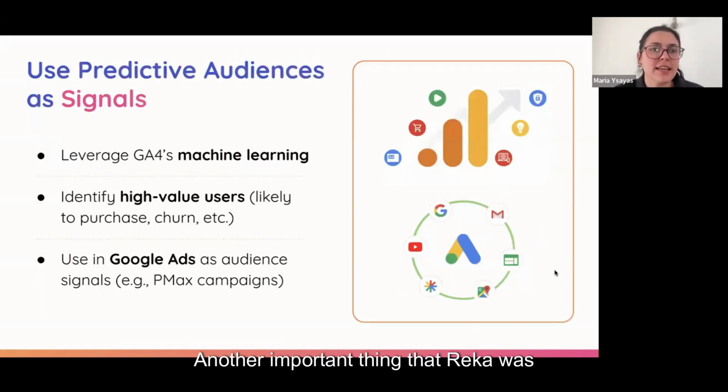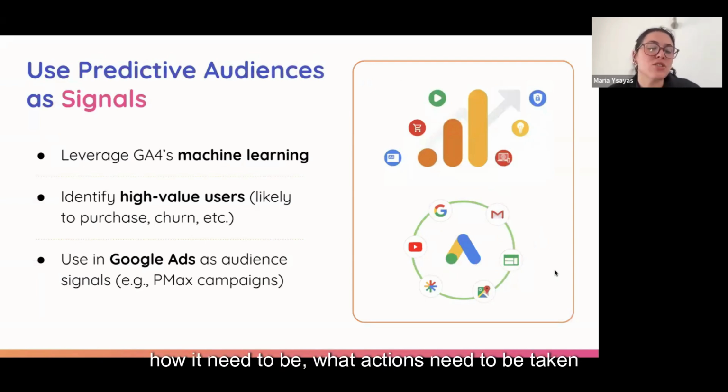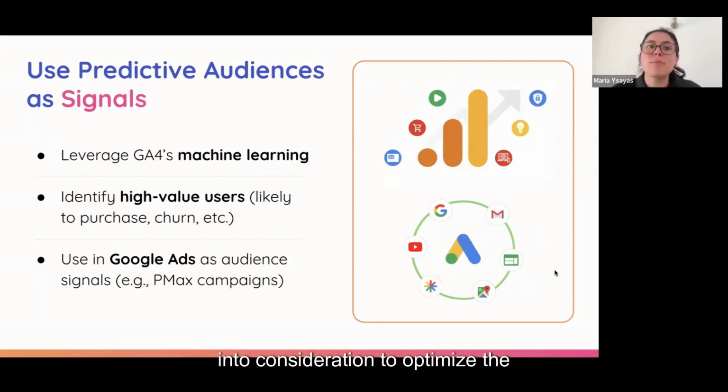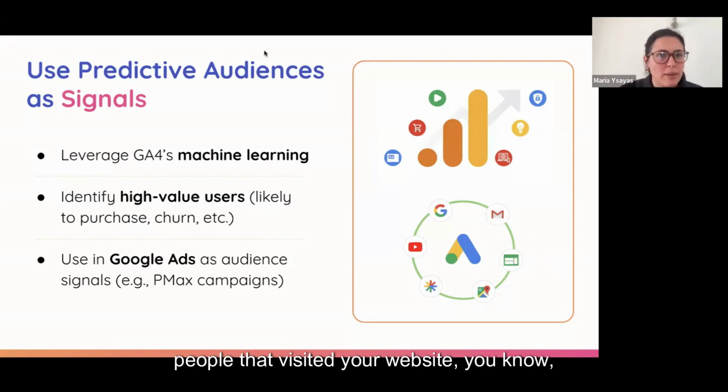Another important thing that Reka was talking about, once you have your tracking in place and the PMAX set up how it needs to be, is what actions need to be taken into consideration to optimize the performance of the campaigns: the signals and the audiences. So one key thing, Reka mentioned that you can use different types of audiences, like past purchasers. You can use, for example, people that visited your website.